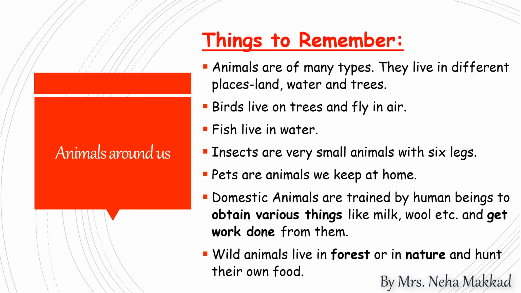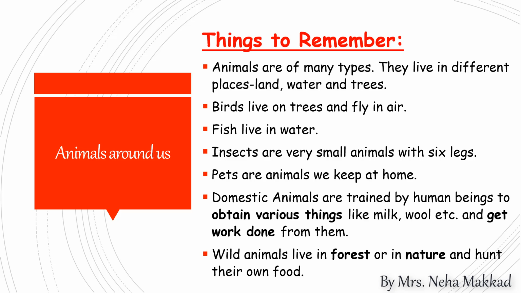Now, children, in the end, we will revise the lesson. Things to remember. So, animals are of many types. Firstly, they live on the land, water, trees, and some live on both land and water. Birds live on the trees, but they fly in the air. Fish live in the water, and insects are very small animals with 6 legs and wings. Pets are the animals which we keep at home.